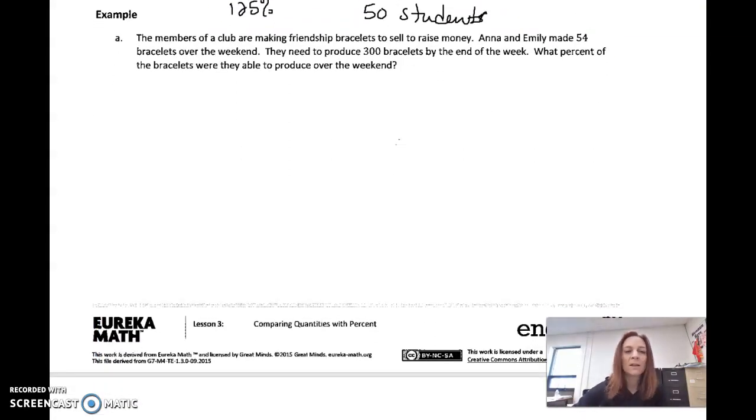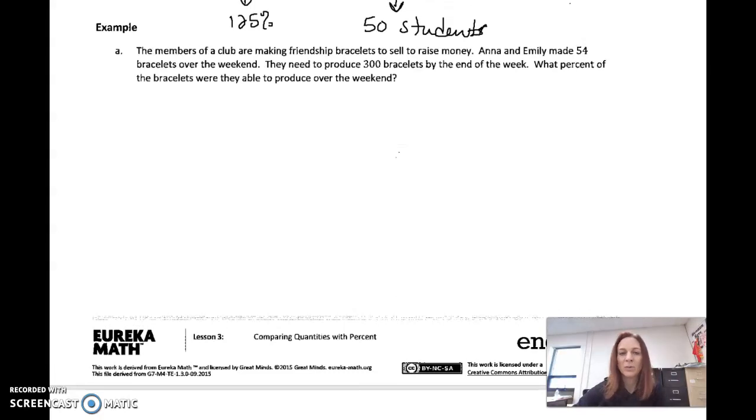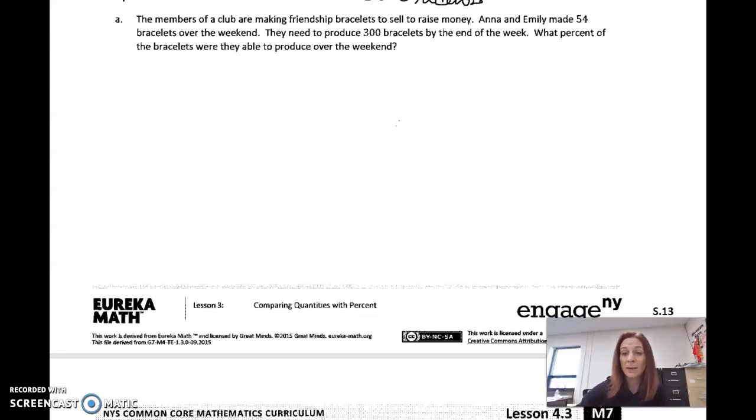The members of a club are making friendship bracelets to sell to raise money. Anna and Emily made 54 bracelets over the weekend. They need to produce 300 bracelets by the end of the week. What percent of the bracelets were they able to produce over the weekend?